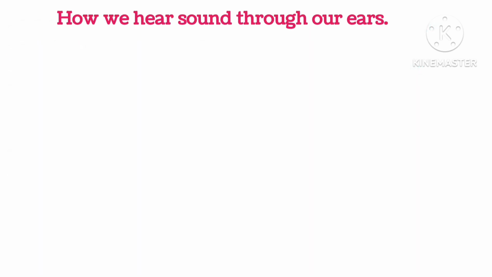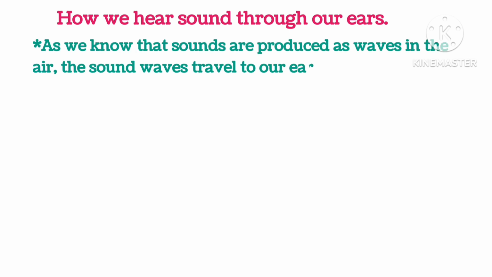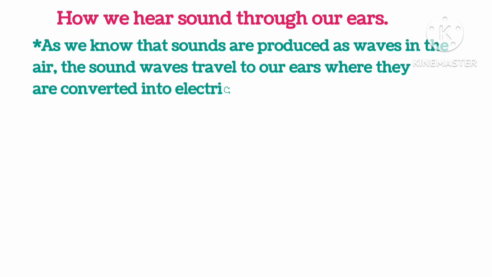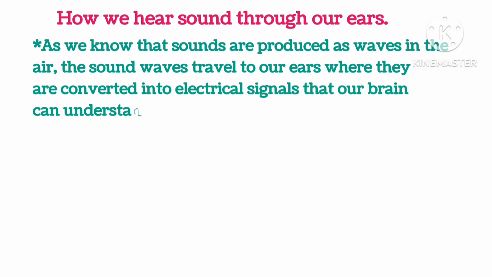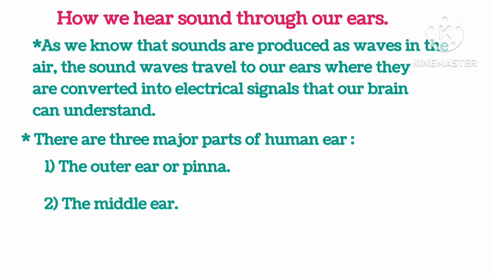How we hear sound through our ears. As we know, sounds are produced as waves in the air. The sound waves travel to our ears, where they are converted into electrical signals that our brain can understand. There are three major parts of the human ear. First is the outer ear or the pinna, second the middle ear and third is the inner ear or cochlea.